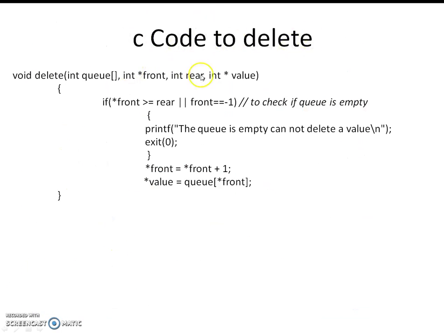So see the C code to delete it. Now what have I written here? If front pointer value exceeds the value of the rear pointer, I'm sorry, this is not equal to, it is just front is greater than rear, then that is called queue is empty. Or if the front pointer is equal to -1, that is also the state to check or understand whether the queue is empty. So if the queue is not empty, then increment the front pointer and delete the element.